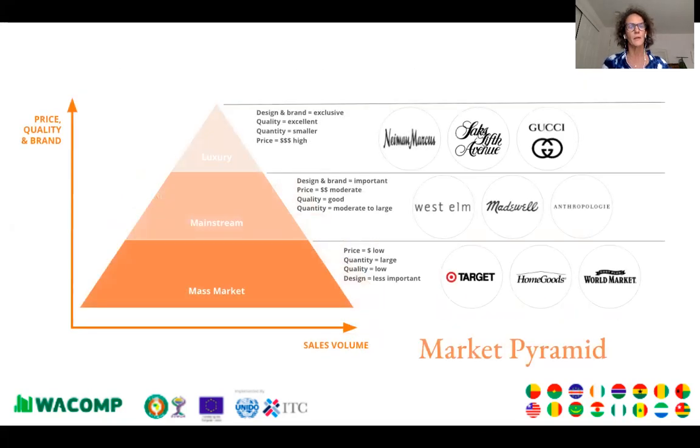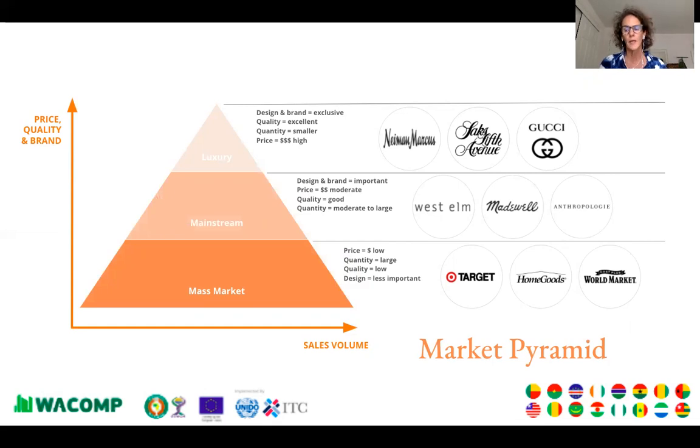In the luxury market, you have the highest prices, the highest quality, and the highest and most sophisticated brand identity. In the luxury market, customers are motivated by brand, designer name, and quality. Price is not a high priority in their purchase. They're willing to spend a lot of money. Small volumes make the products more exclusive and available to fewer people. So the luxury market has exclusive brands and designs, excellent quality, smaller quantities, and very high prices.